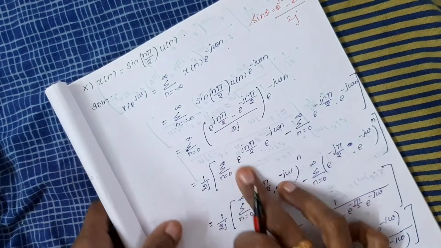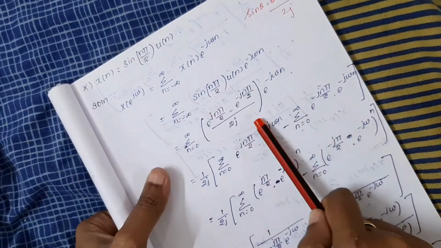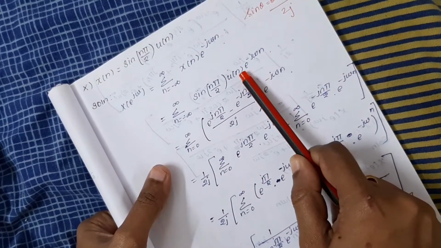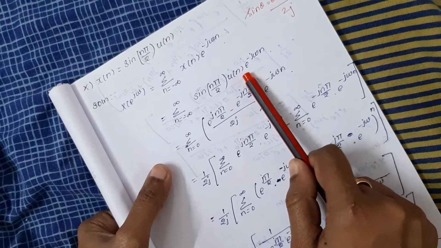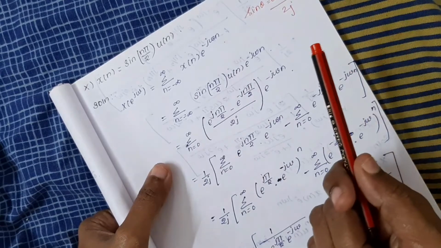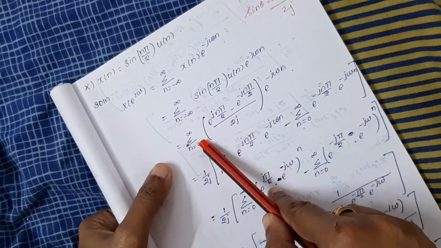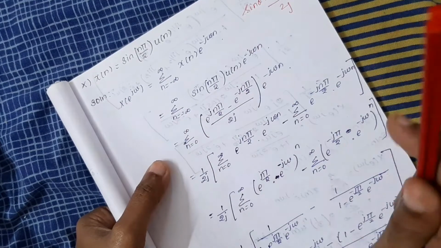Okay. So you are writing in this form. Given sin n pi by 2, you are writing in this form. u of n is given. So what is u of n? It is applicable only when n is greater than 0. In the summation, the limits change from 0 to infinity, and u of n value is 1.